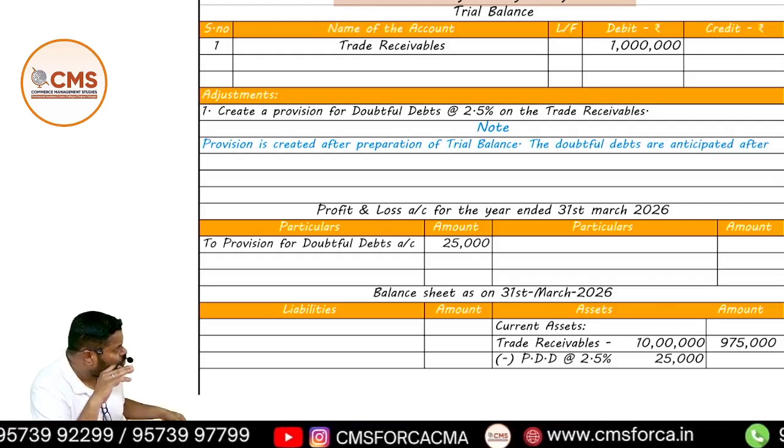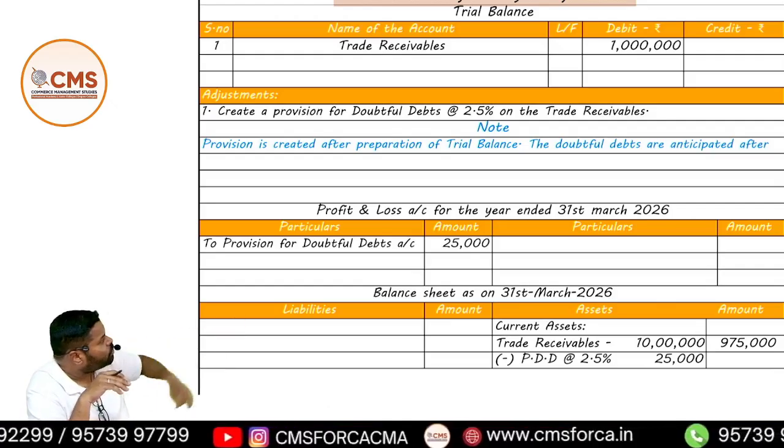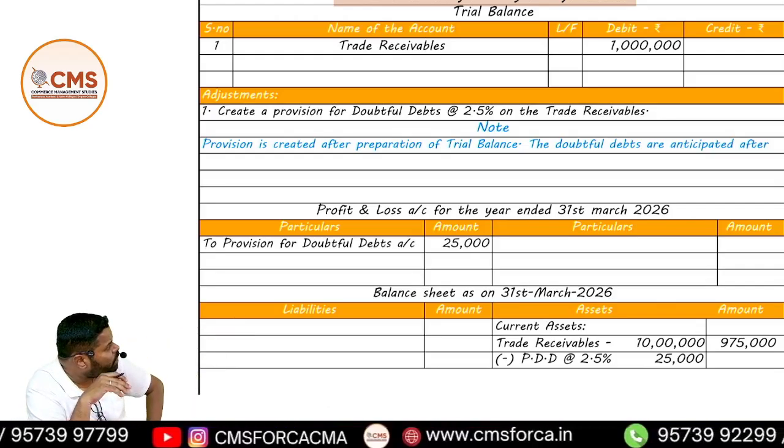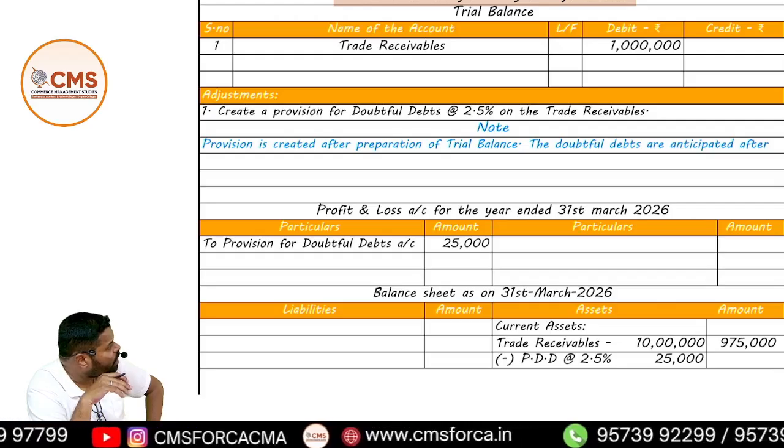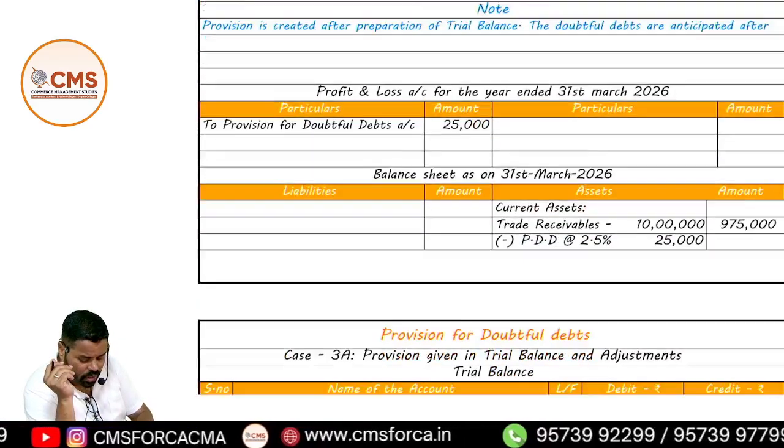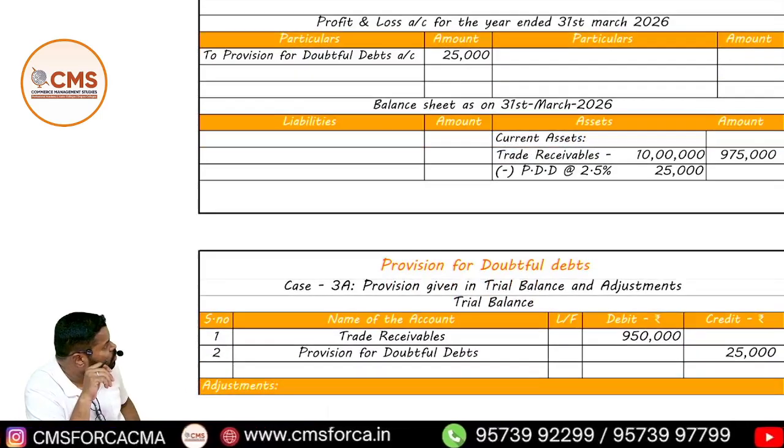20, 25,000, the same amount. Provision is created after trial balance. The doubtful debts are anticipated after. I think the text is missed out. So how do I show this in my profit and loss account?